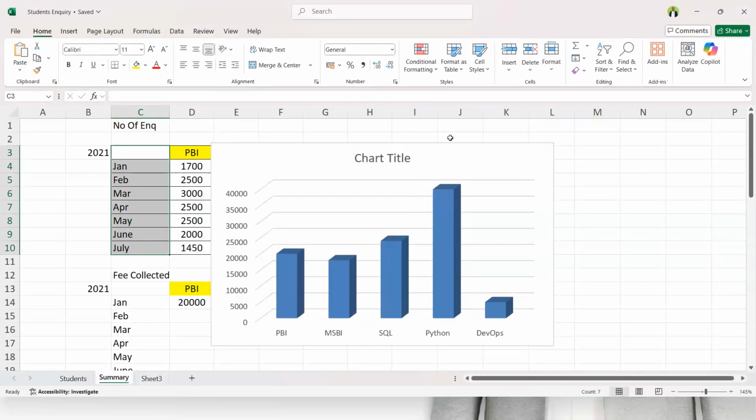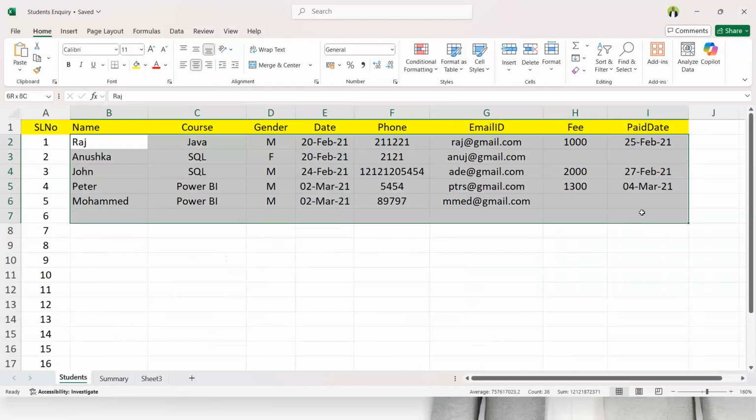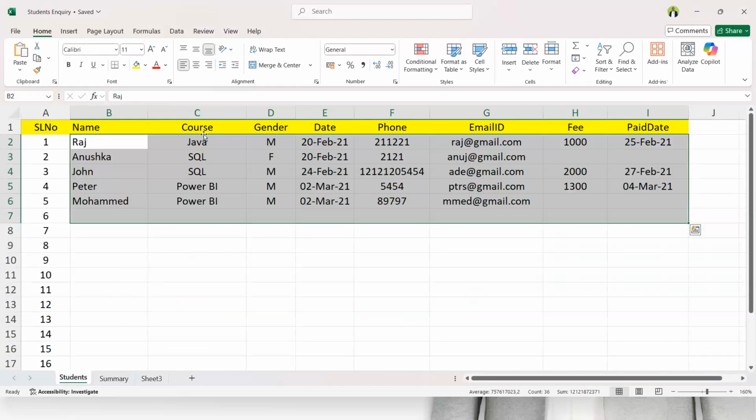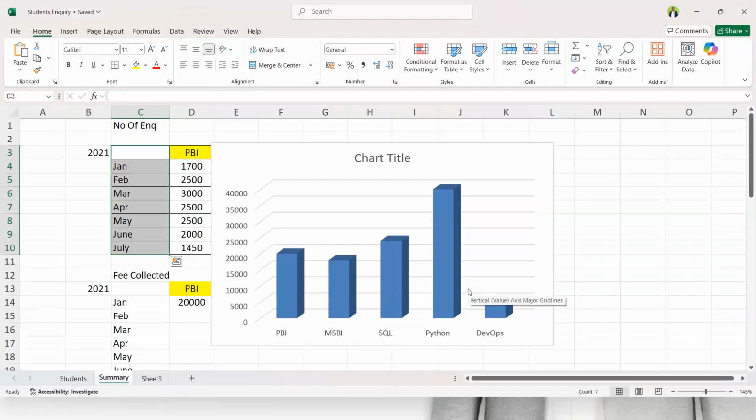Python is rocking. Python is giving me more revenue, right? In the month of January, DevOps is not doing anything at all. The second course, Power BI, is doing good. So, by seeing the raw data, you don't understand anything here. But if I take the summary and create a visualization, this is what is called understanding the insights. Now you can easily say which course is doing good and which course is not doing good. So converting raw data into meaningful insights is what data analytics means. Clear?